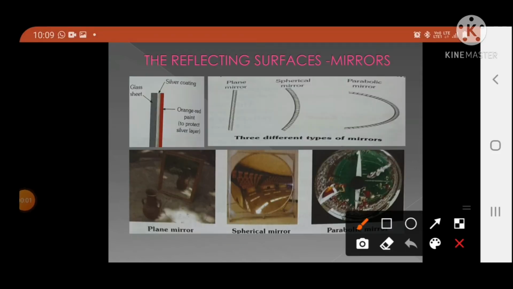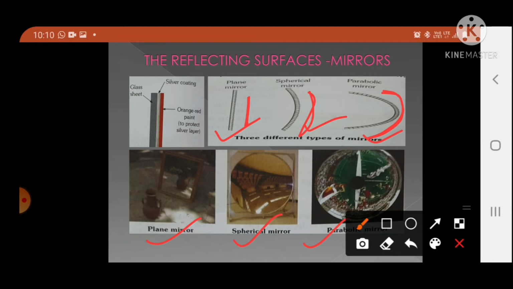A smooth, highly polished reflecting surface is called a mirror. There are two types of mirror: plane mirrors and curved mirrors. If the reflecting surface is plane, it is called a plane mirror, and if the reflecting surface is curved, it is spherical or parabolic, depending on the curvature. Here you can see the images in these three different kinds of mirrors.